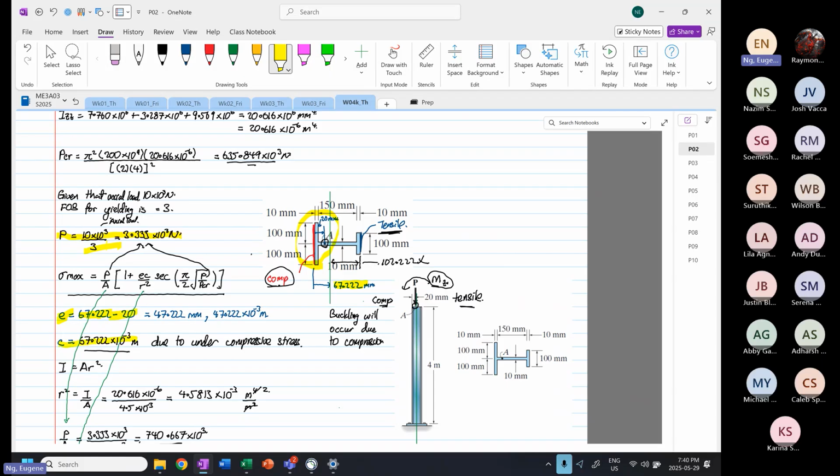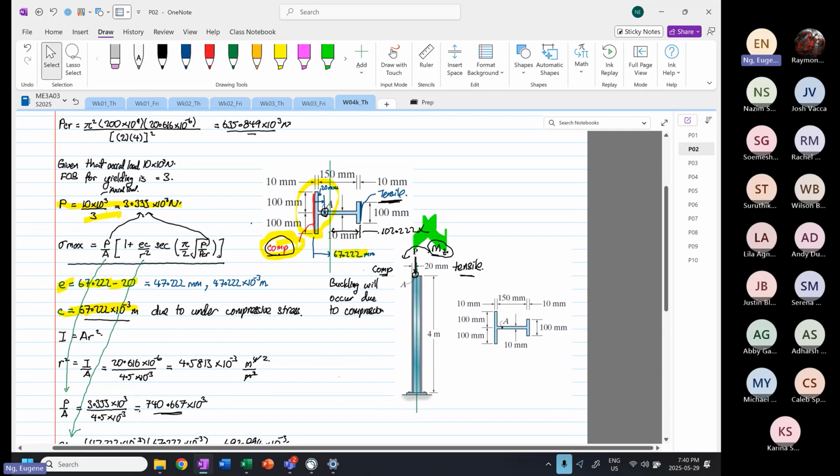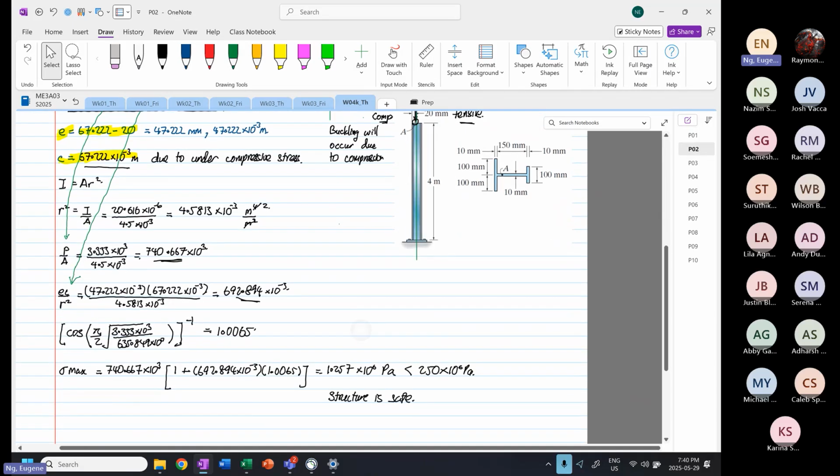Okay. And this is the critical one, the 67.222, because it's under compression. Okay. You don't pick the tensile part, because the structure will buckle due to compression. And then the rest is just plugging in the formula. Okay. If you were to see what is the worst problem to have in terms of analysis, this is one of the worst that you can see.